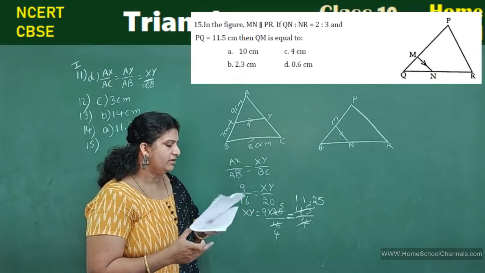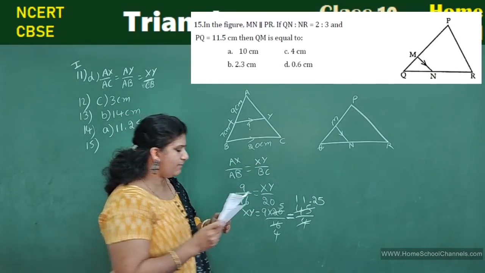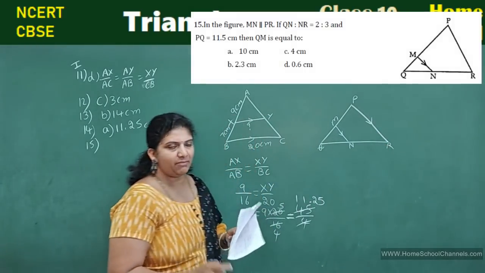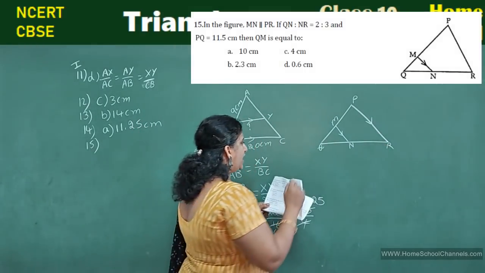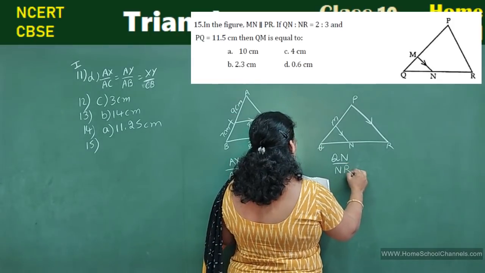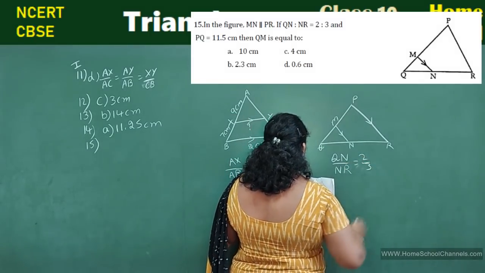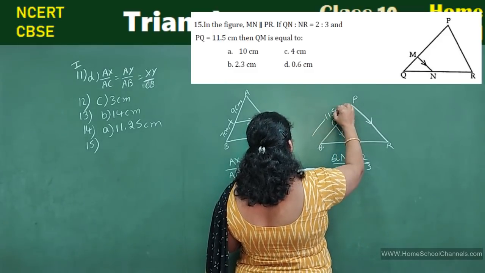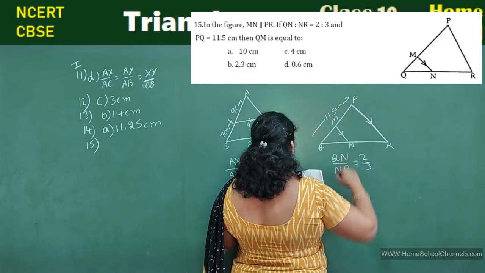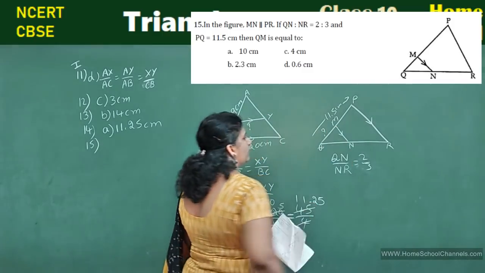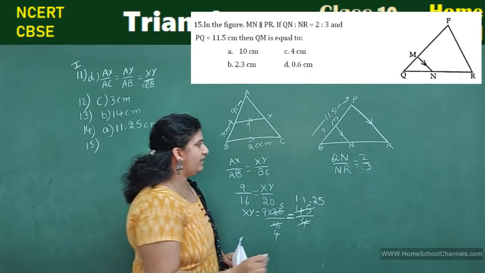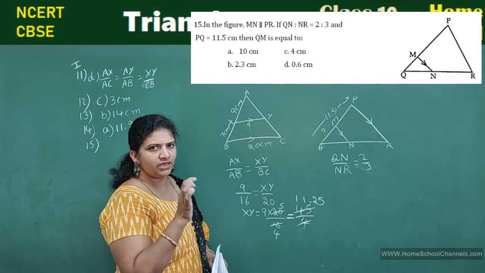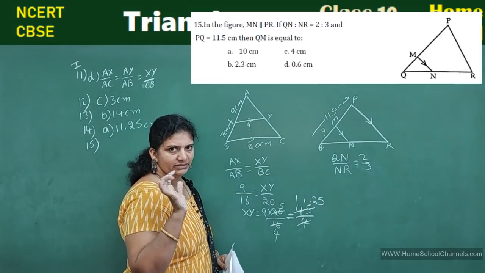Okay, 15th one. See the figure there? In the figure, MN is parallel to PR. If QN is to NR is equal to 2 is to 3, and PQ is 11.5 centimeters, then QM is equal to what? So now the QN by NR ratio is given. Observe here, there you go with the mistake.